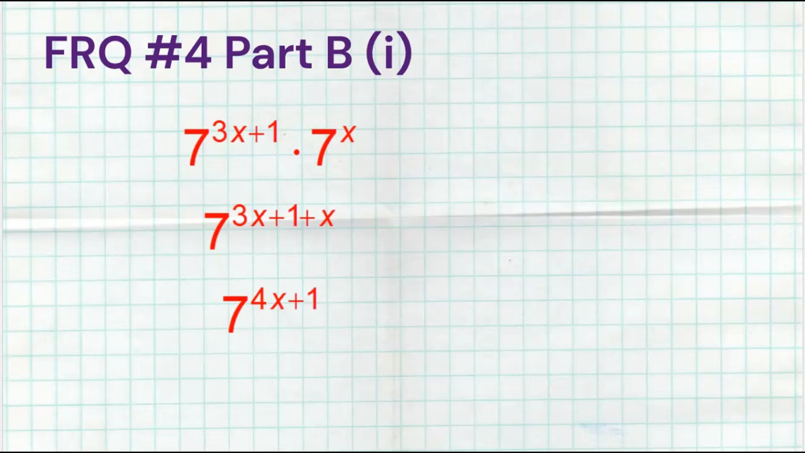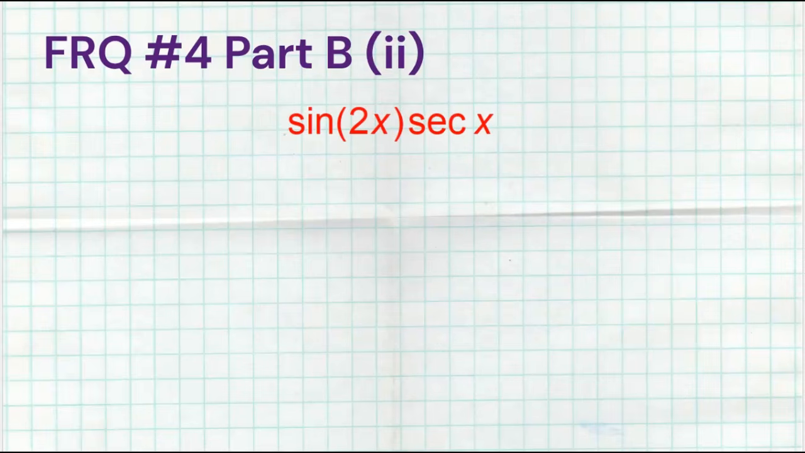But I took it a step further and actually combined the like terms. 3x and x makes a 4x, so I get a final answer of 7 raised to the 4x plus 1. I got to be honest, that's one of the easiest questions I've ever seen on the AP exam in terms of reducing. All right, now let's tackle number 2, or double I.